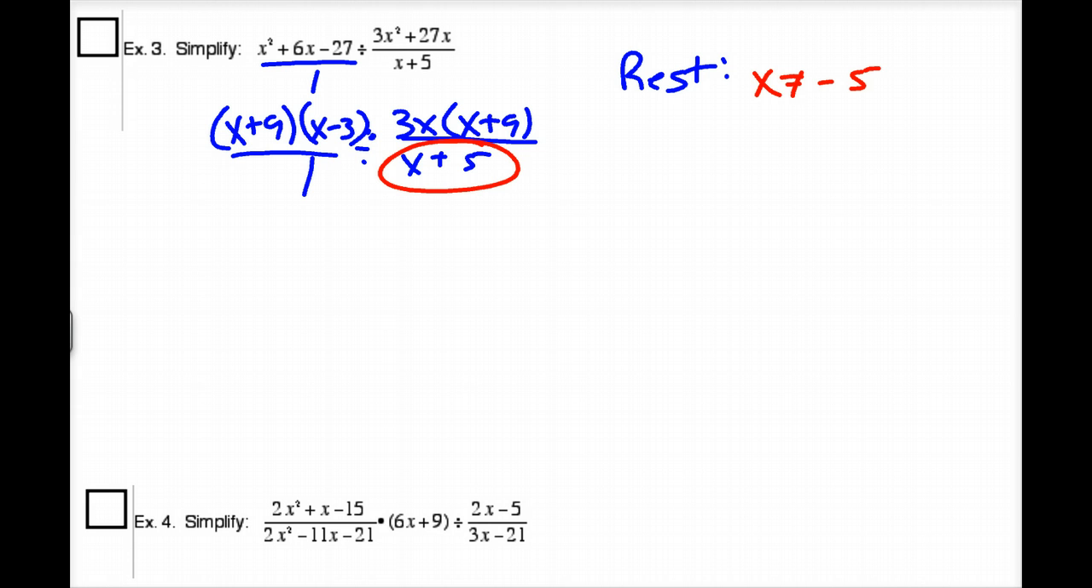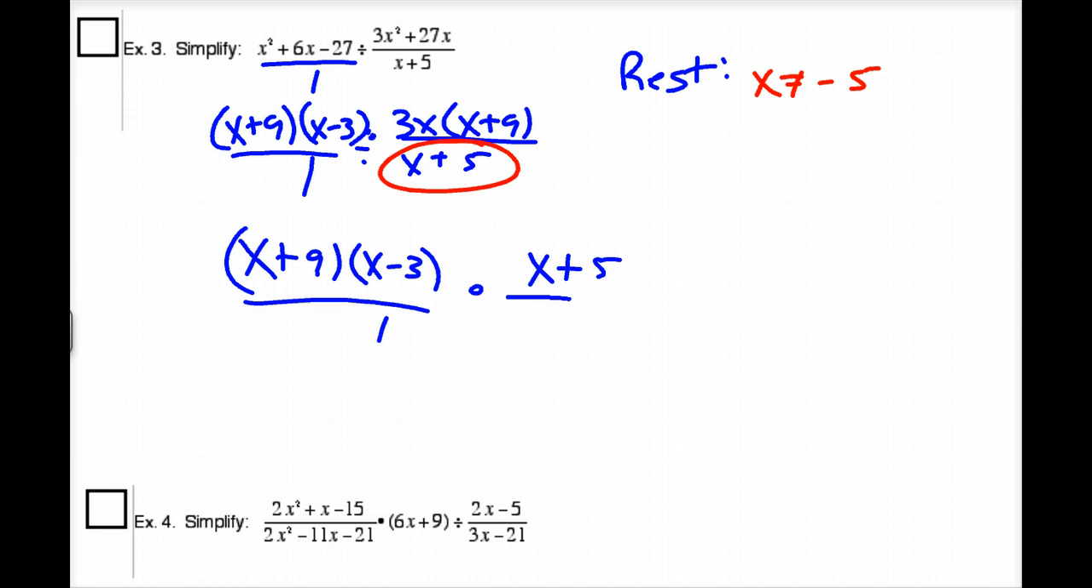But guess what? How do you divide? Well, you multiply by the reciprocal. That's how you divide fractions. So I'm going to leave this first one and multiply by, flip the second one over. And now it looks like negative 5 would have been fine, but it wasn't in the first place. So negative 5 is a restriction.